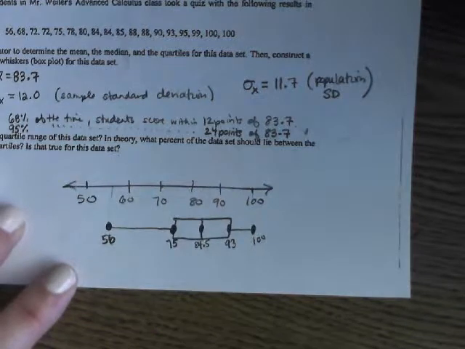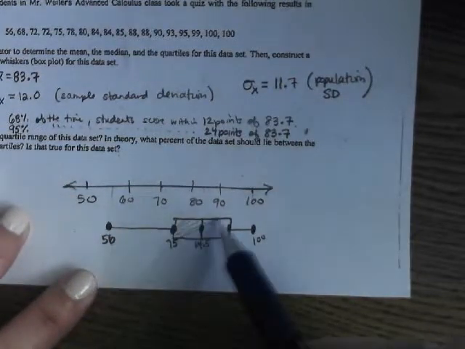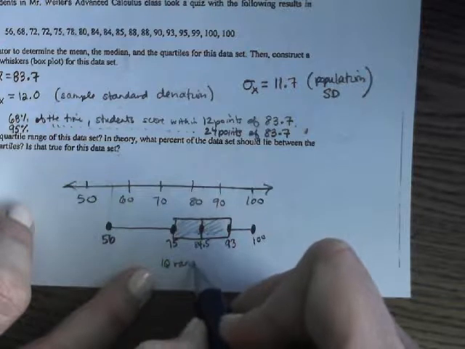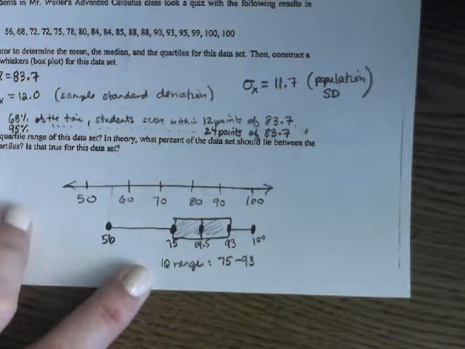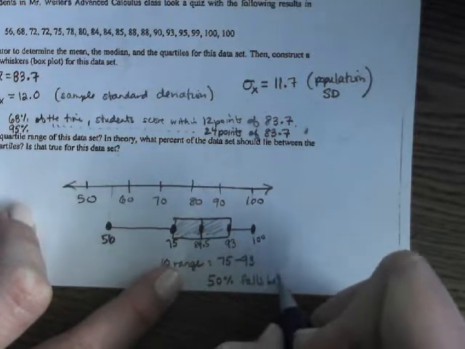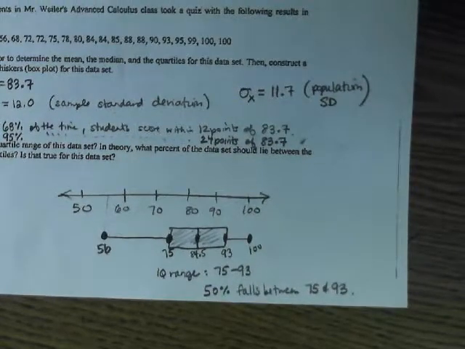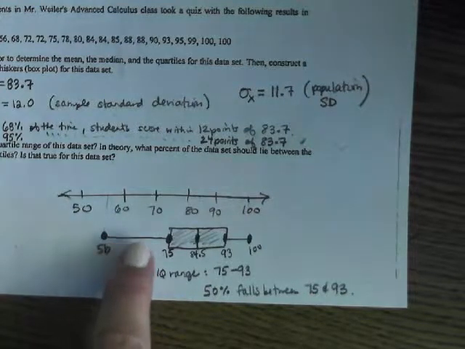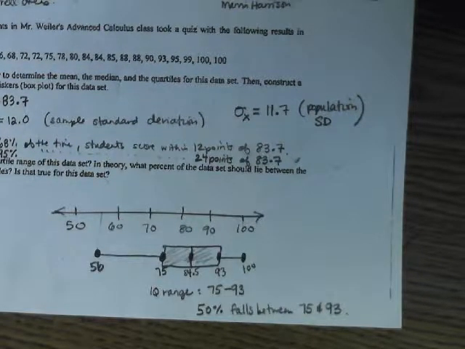Then part B asks for the interquartile range. That's your inner 50%. So your interquartile range is from 75 to 93. In theory, that should mean that 50% falls between 75 and 93. Because when you've split things up into quarters, you've got 25% here, 25% there, 25% there, and 25% there. Okay, any questions on that?